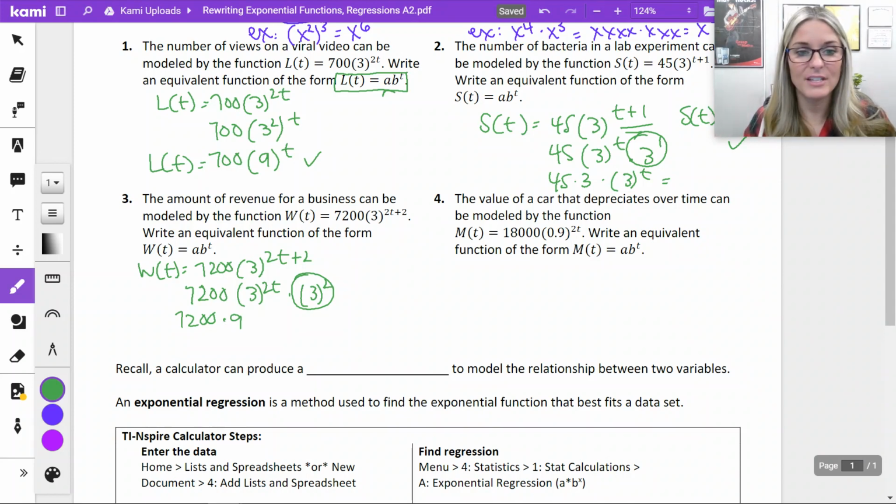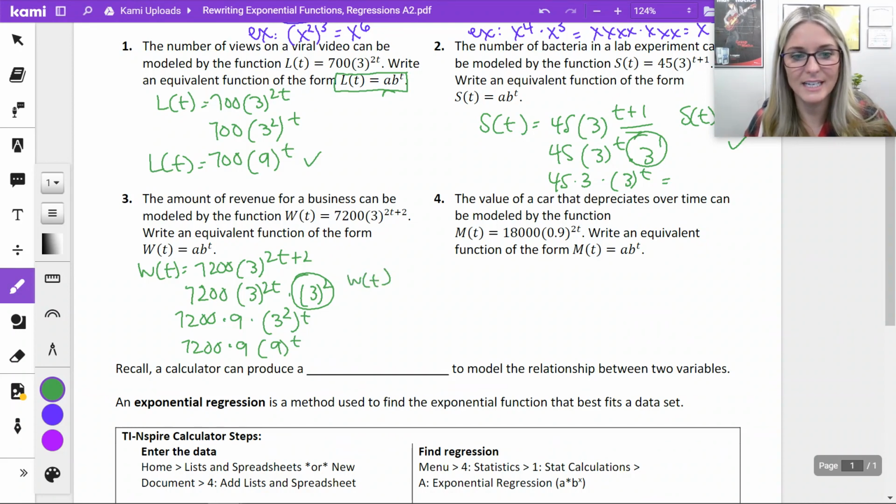And then let's take care of this other piece. We have 3 raised to the 2t. I could rewrite that as 3 squared to the t. 3 squared is 9. 7,200 times 9. Then our base is 3 squared, which is going to become 9 raised to the t. Let's clean this all up.